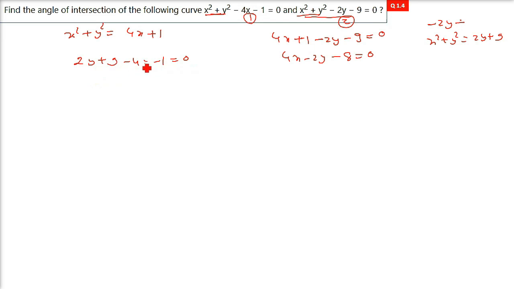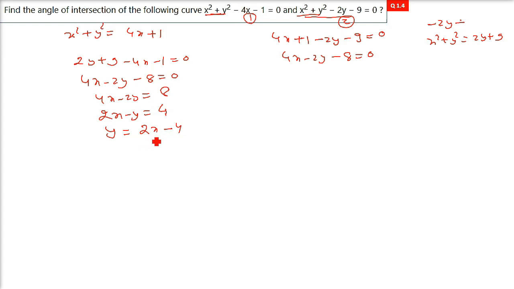So what do you get? Same thing I'm doing, for both the equations, I'm trying to put the value of x square plus y square from first to second and second to first. And when you solve this, you'll get 4x minus 2y minus 8 equals 0. Both the equations are same. And you can simplify it by dividing it by 2. You'll get 2x minus y minus 4 equals 0. That is the equation we got. As I said, you can simplify it for easier computation. So 2x minus y is equal to 4, or you can call it y equals 2x minus 4.